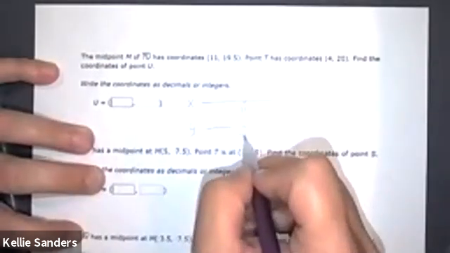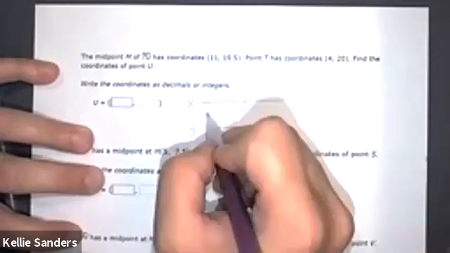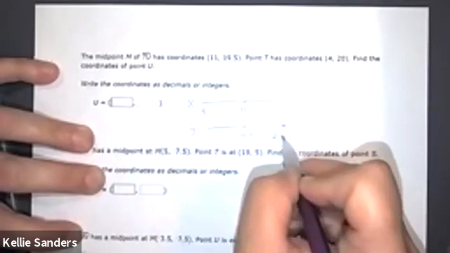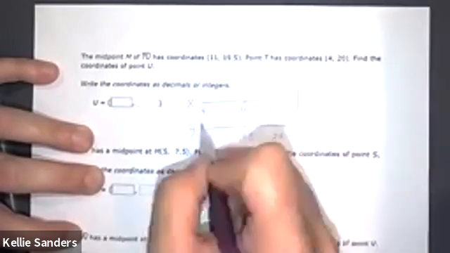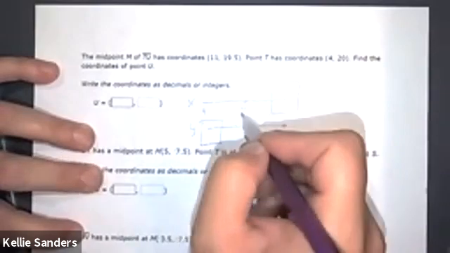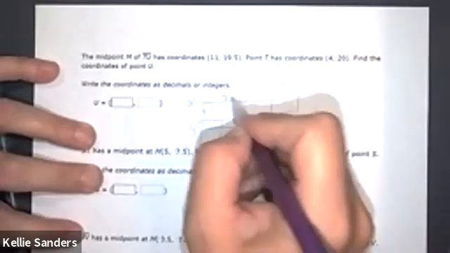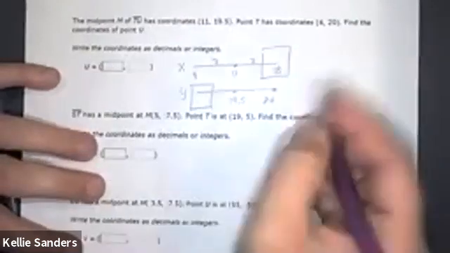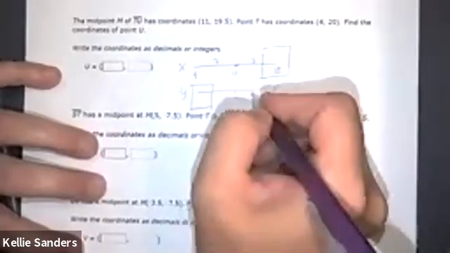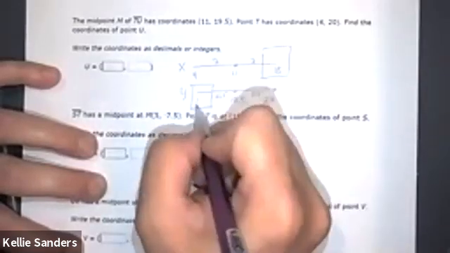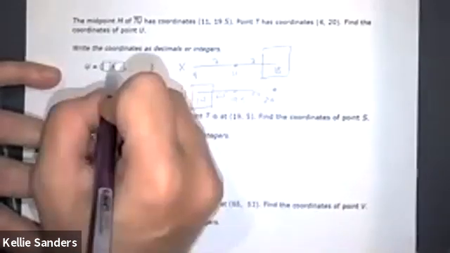11, 19.5. T is at this side of 4. 20 is on this side of 19.5. If we subtract these, we find the distance. So that would be 7, and 11 plus 7 would be 18. If we subtract these, we find the distance, and it'd be 0.5. If we're going smaller, we subtract them again, and we'd be at 19.